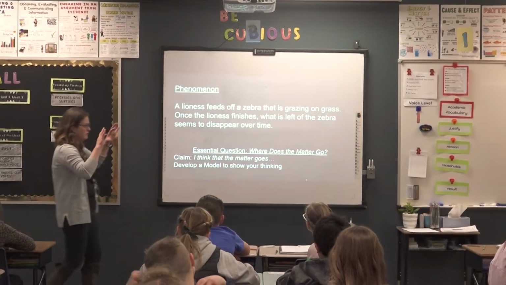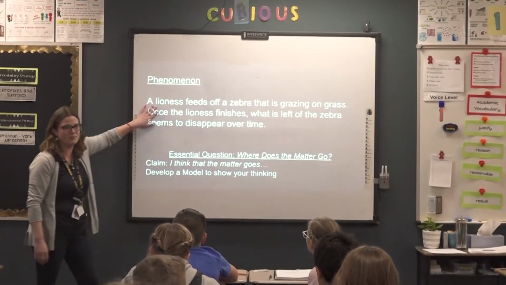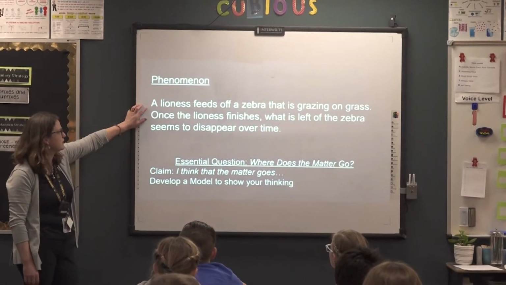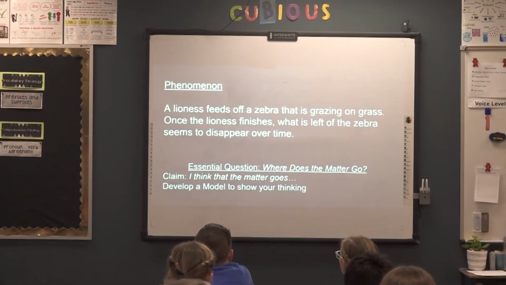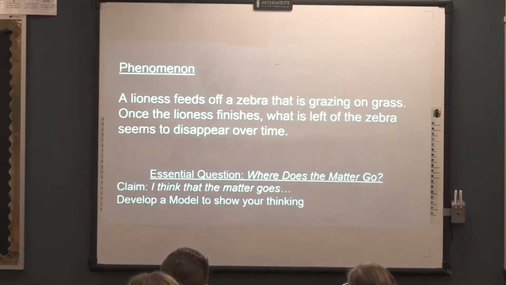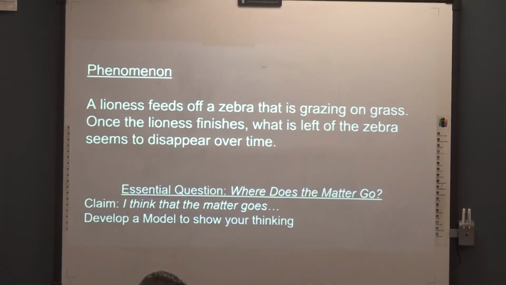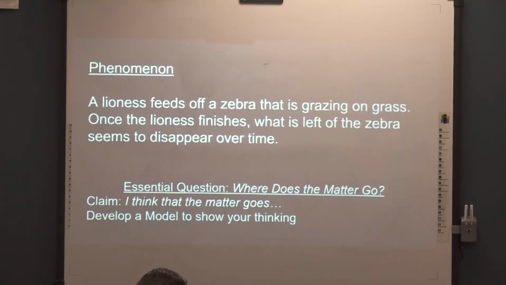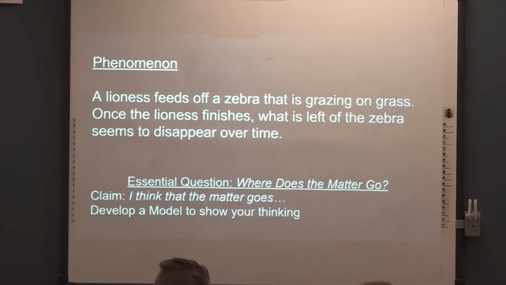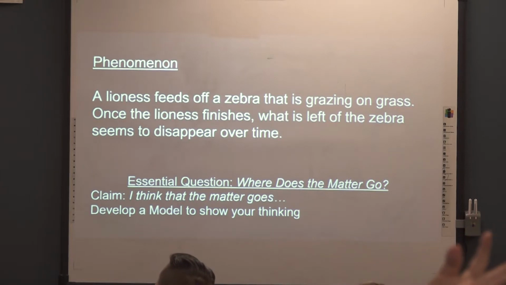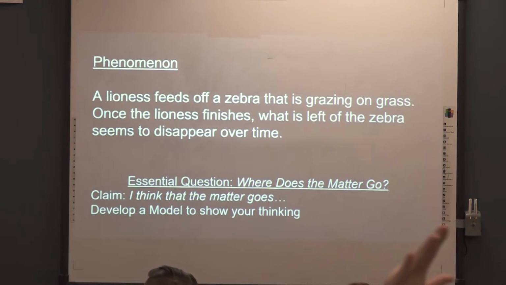And I wanted to leave it a little bit more open so I didn't tell you exactly what you're going to see. But let's read it together. Ready? Begin. A lioness feeds off a zebra that is grazing on grass. Once the lioness finishes, what is left of the zebra seems to disappear over time. Interesting. Okay. Now, we're going to click ahead, and I'm going to come back to this essential question. Okay, Addison, click once more.